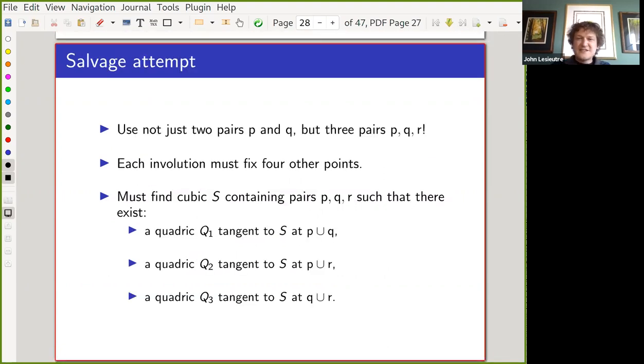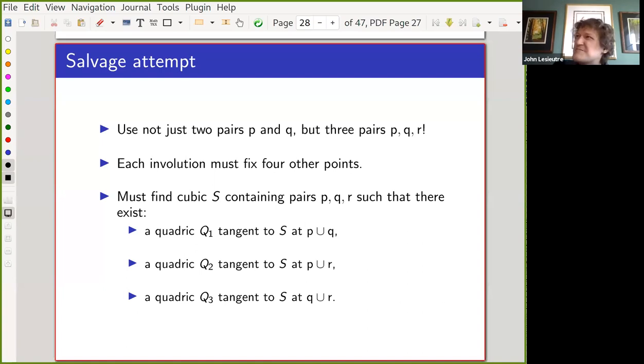So let's try using not just 2 pairs of points P and Q, but 3 pairs of points P, Q, and R, all on one cubic surface. Now to get all of these Bertini involutions corresponding to each of the 3 pairs of points, I need each of the involutions to fix both points of both the other pairs. So the P involution needs to fix the Q points and the R points. The Q involution needs to fix the P points and the R points. The R involution needs to fix the P points and the Q points. So finding these points is going to be a pretty delicate problem.